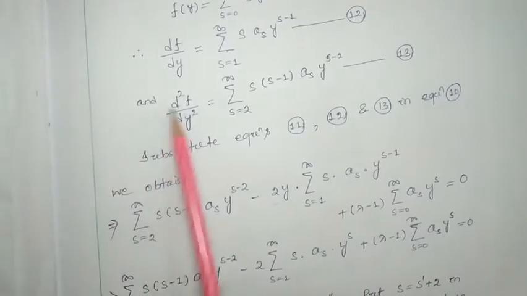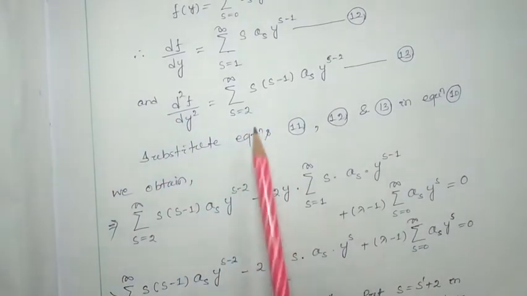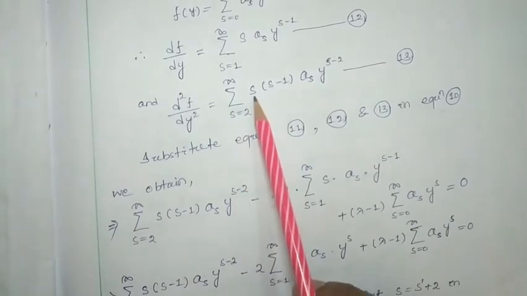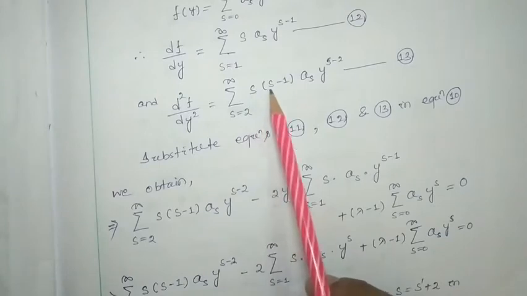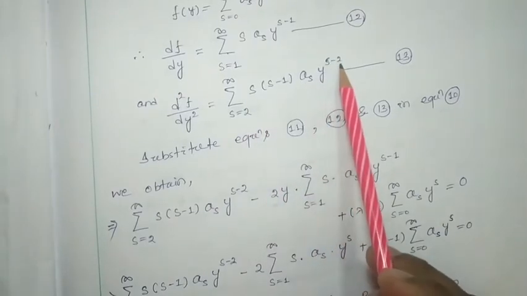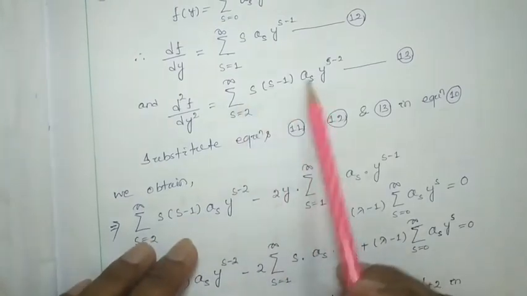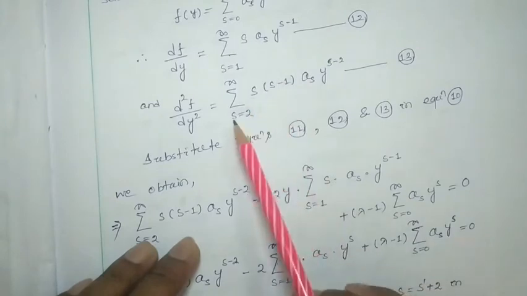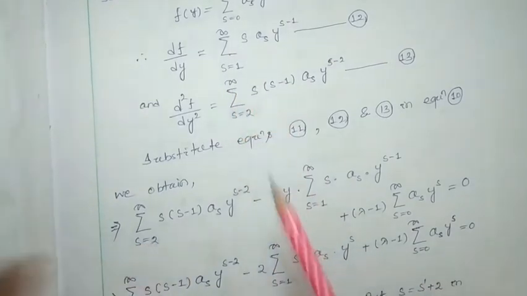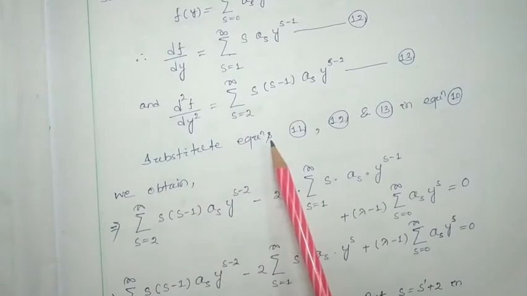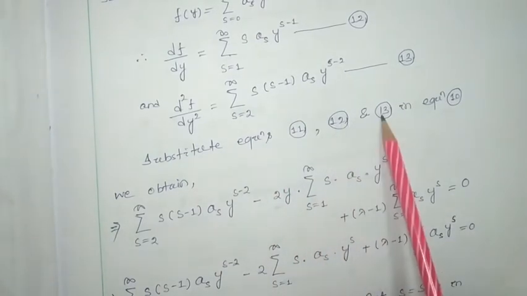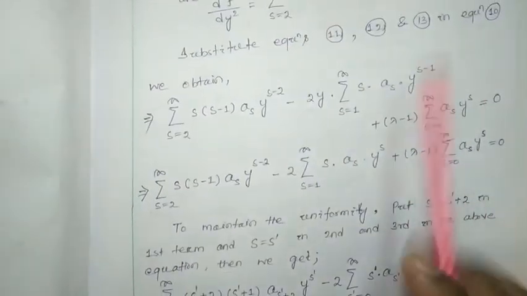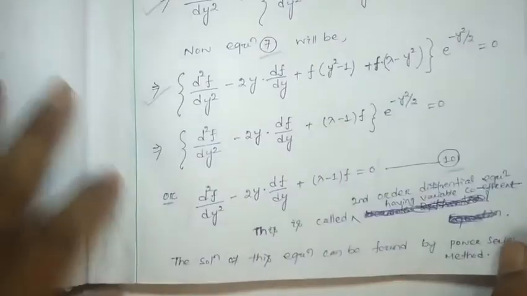Like that, the double derivative will be summation over s equal to 2 to infinity of s into s minus 1 into a_s y to the power s minus 2. For s equal to 0 or 1 this term will be 0, so it will vary only from 2 to infinity. So substituting equations 11, 12, 13 in equation number 10, what we are going to get, I am going to put these values in equation number 10.